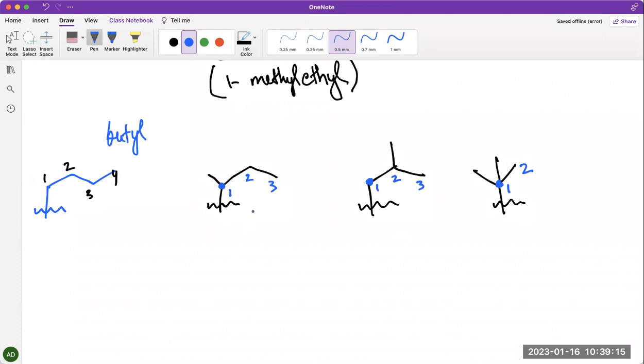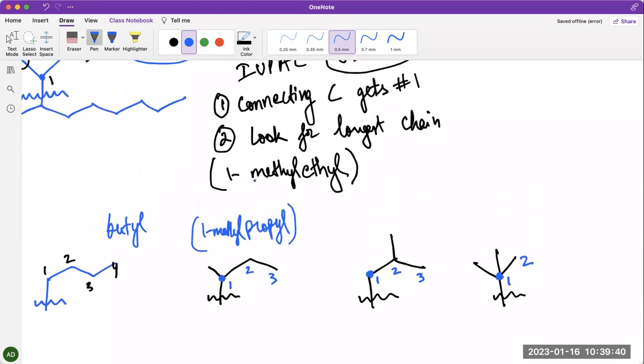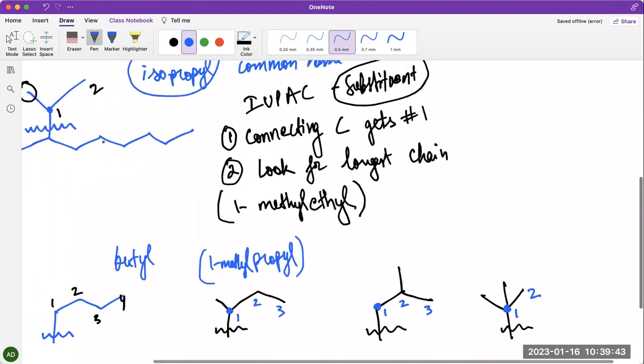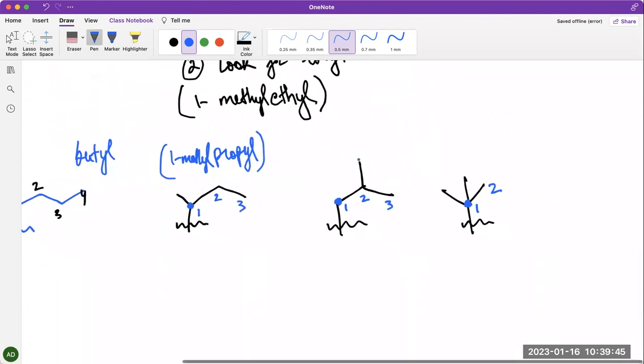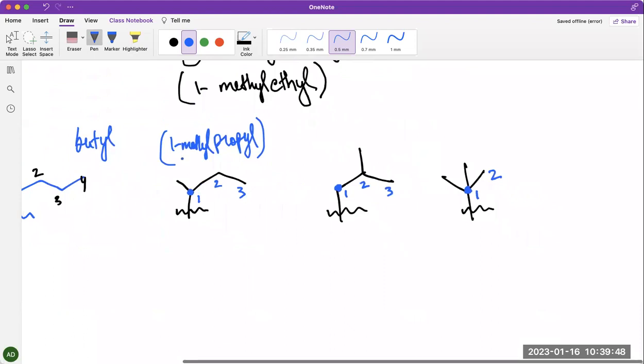What does this one look like? This one here has 3 carbons. 3 carbons is called propyl, right? And the propyl has this methyl sitting on it on number 1. So this is 1 methyl propyl. So this is very simple. 1 methyl propyl. This is, of course, different from 1 methyl ethyl, which was the isopropyl we learned. So this here, instead, is 1 methyl propyl.